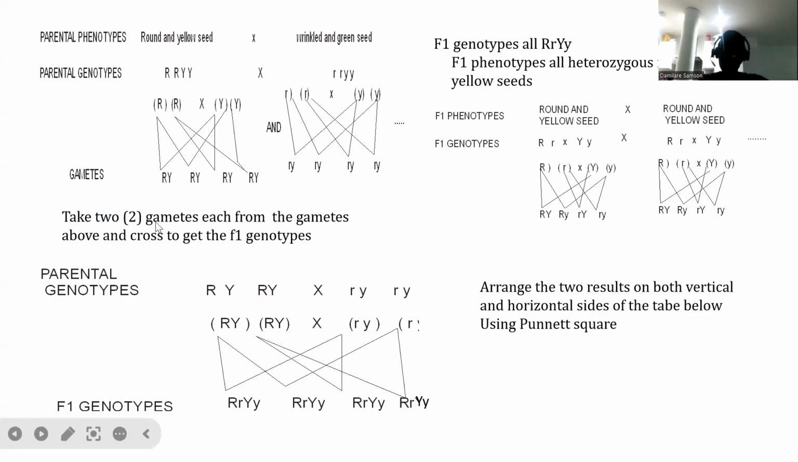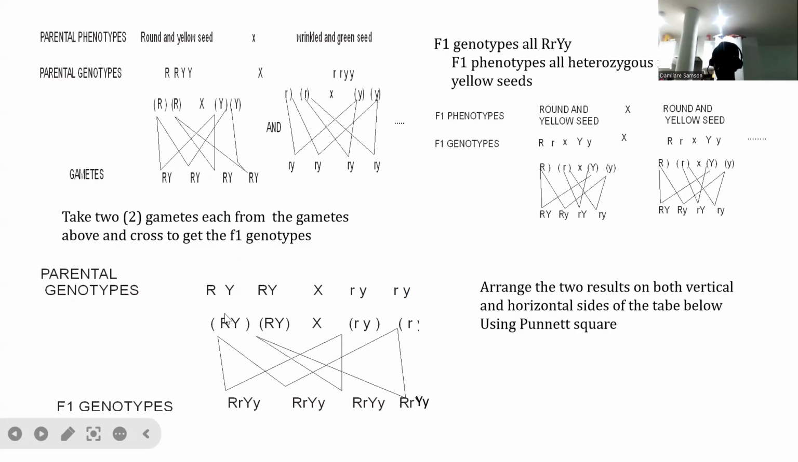Now, take two gametes each from the gametes above and cross to get the F1 genotype. You take two gametes, 1, 2, because these two gametes now, they are like sperm cell 1, sperm cell 2, egg cell 1, egg cell 2. So you move it down. R, as you can see here, I've moved it. Now cross with what? The smaller one, which would be the parental genotype.